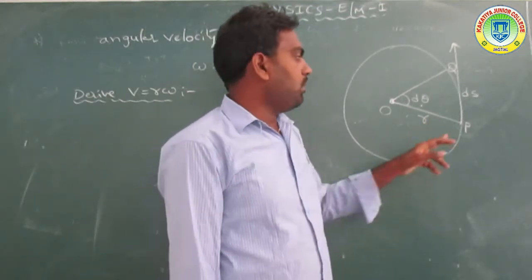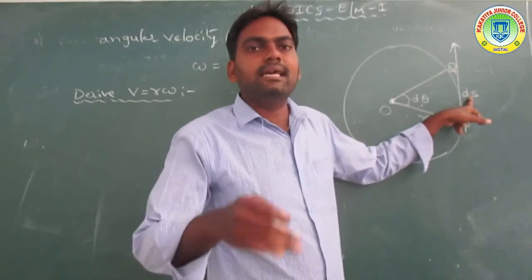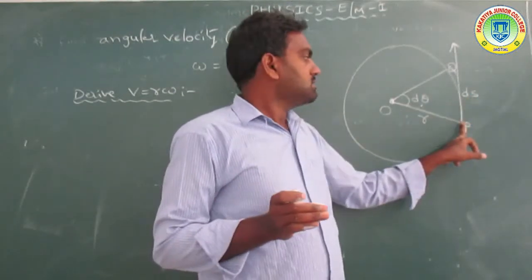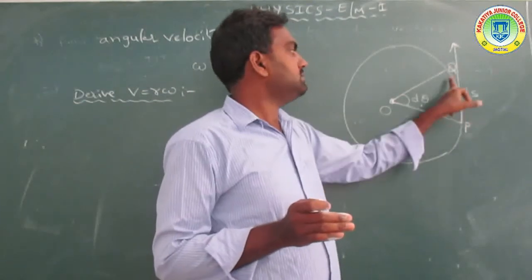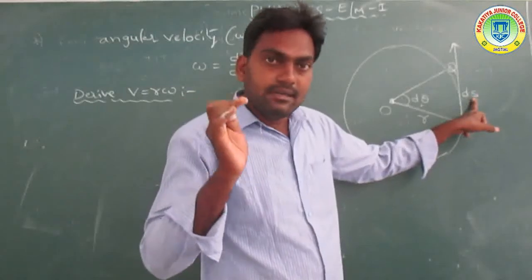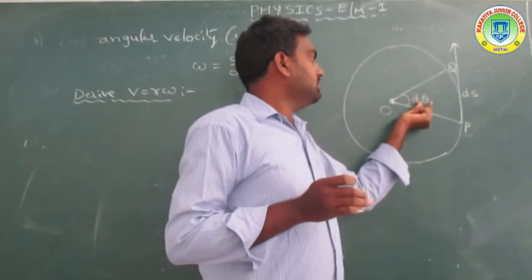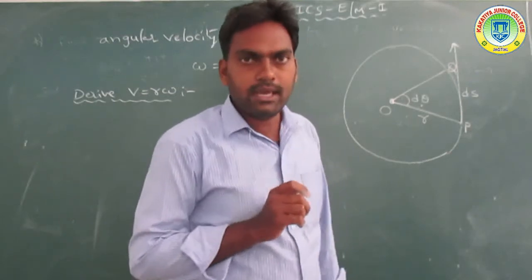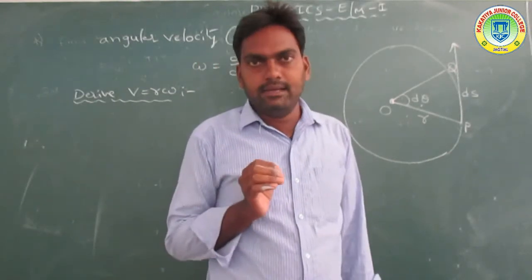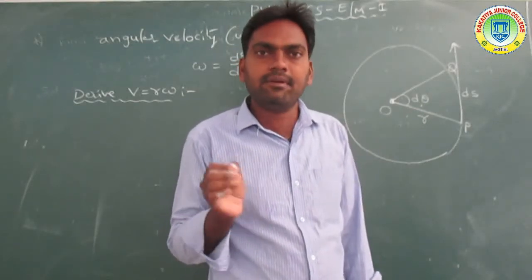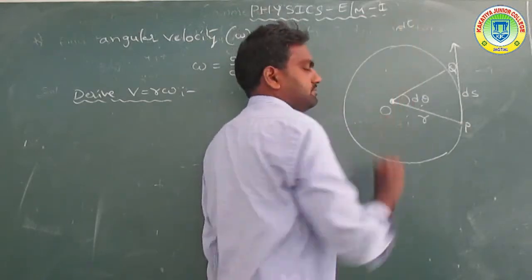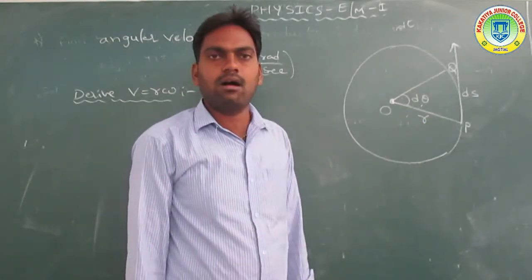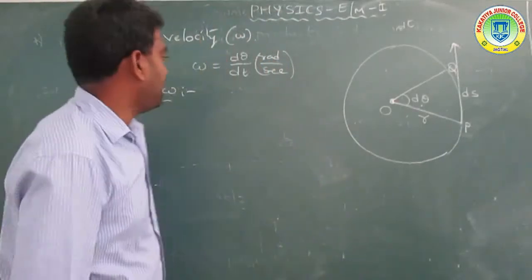Once again, the body or the particle is displaced by ds in time interval dt on the circumference of the circle with radius r, and the angular displacement is d theta. According to the circular law, that is taken.